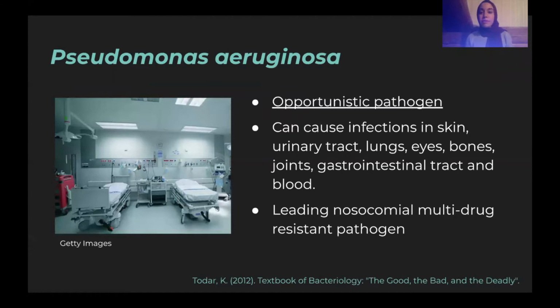To start off, Pseudomonas aeruginosa is an opportunistic pathogen, meaning that it exploits breaks in the host defense to initiate infection. Pseudomonas aeruginosa is the epitome of an opportunistic pathogen. It almost never infects uncompromised tissue, yet when the tissue is compromised, there's hardly a tissue type it can't infect. This includes skin, urinary tracts, bones, GI, and blood. Pseudomonas aeruginosa is a leading nosocomial multi-drug resistant pathogen, making it a topic of a lot of studies.